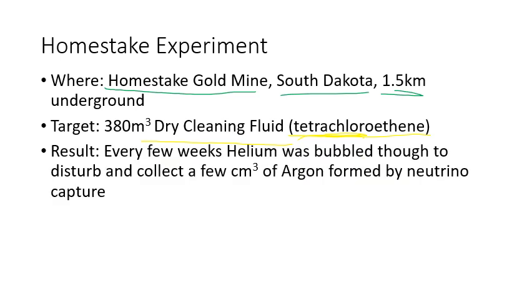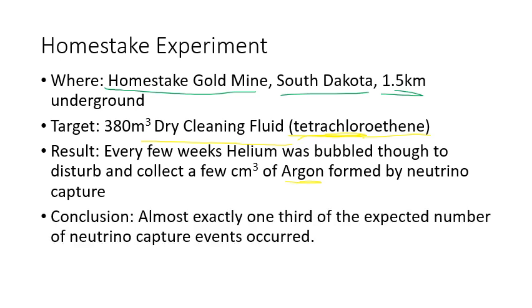Every few weeks, they would pop along and they would bubble helium through the liquid, and the helium would cause any of the argon that happened to have been formed by the neutrino capture to bubble out as well. Then they take the helium off, separate out the argon from the helium, and measure how much argon has been formed over the couple of weeks it's been sitting there. And their conclusion was a problem.